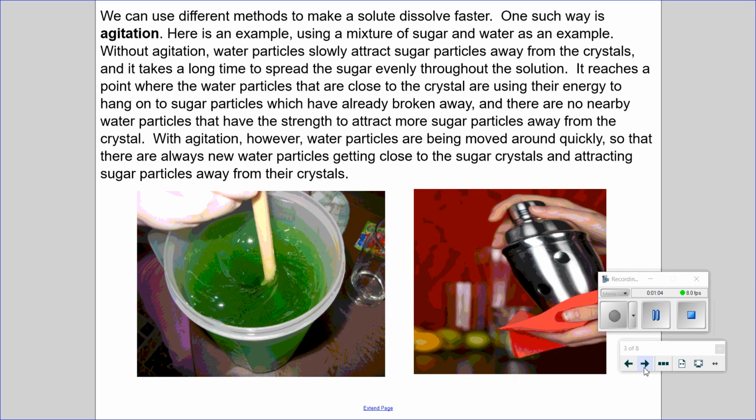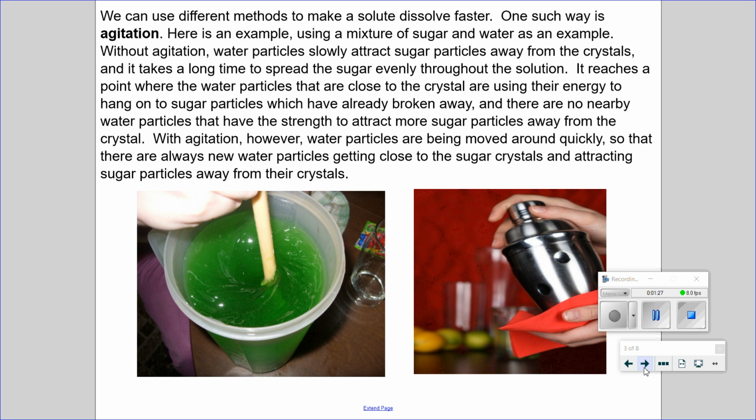We can use different methods to make a solute dissolve faster. One such way is agitation. Here's an example. Let's use a mixture of sugar and water for our example. Without agitation, water particles slowly attract sugar particles away from the crystals, and it takes a long time to spread the sugar evenly throughout the solution.